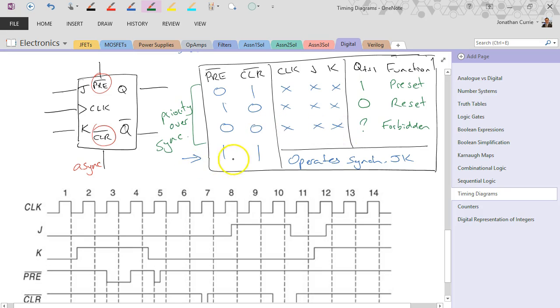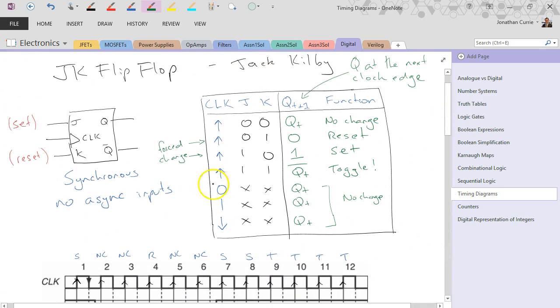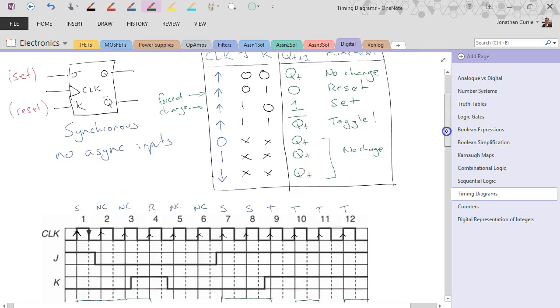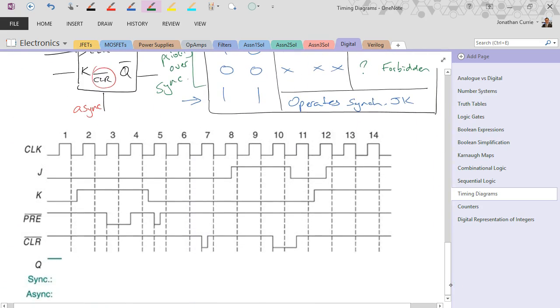Otherwise, if they're both not active, in this case both 1s because they're both active low, then it functions exactly as we saw previously up here. So it follows that same pattern as before. So let's do an example to see what that would look like.